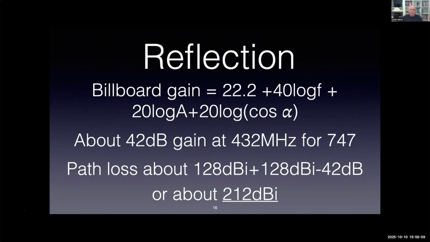And the total path loss then, 128 dB up. I think that's for something like a 300, 400 kilometer path. 128 up, 128 back. And then we take off the 42 dB gain. And that gets us 212. Why does that matter? Because if we ran with 128 plus 128 and there was no gain, it wouldn't work. And this is absolutely critical. 212, it kind of works. And we'll see the detail in a minute.